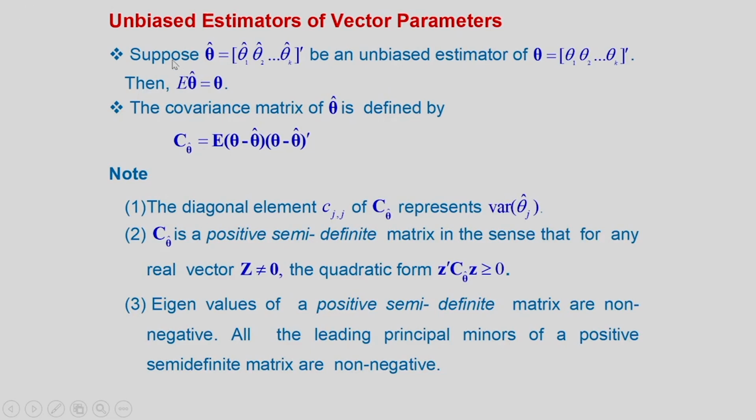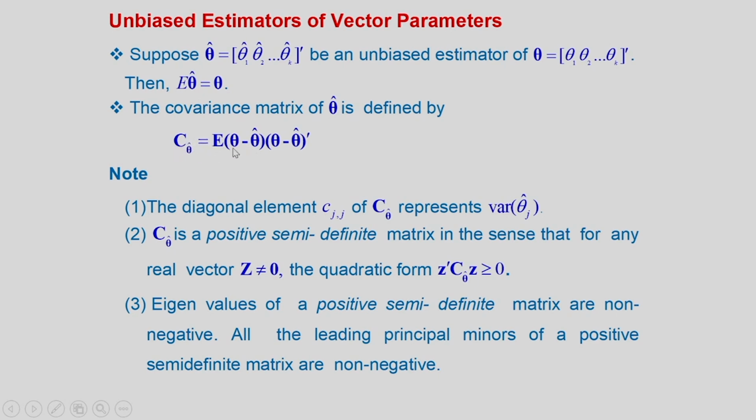Now, we will be considering unbiased estimators for vector parameters. That is our concern. Suppose theta hat is equal to theta 1 hat, theta 2 hat, etc., up to theta k hat, transpose. This is a vector, an unbiased estimator of theta. Theta is equal to theta 1, theta 2 up to theta k. Then E of theta hat vector will be equal to theta, that is the unbiased estimator, and the covariance matrix of theta hat is defined by C theta hat, that is equal to E of theta hat minus theta into theta hat minus theta transpose. This is the definition of covariance matrix.